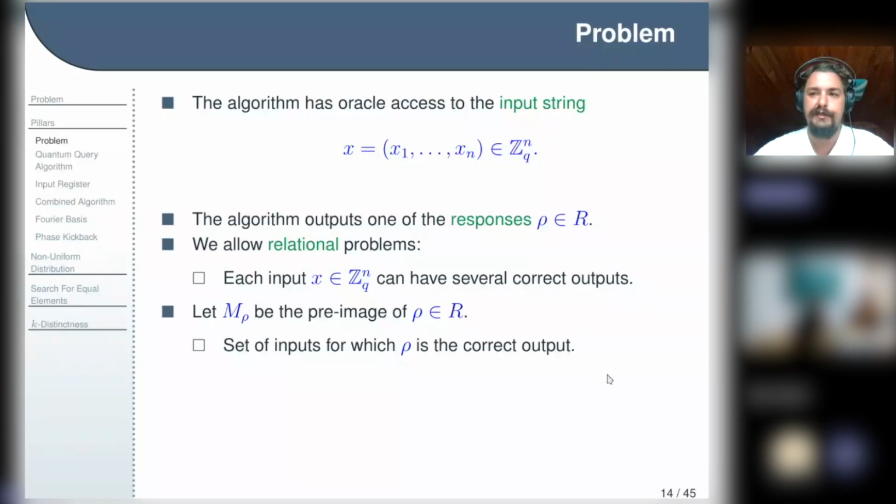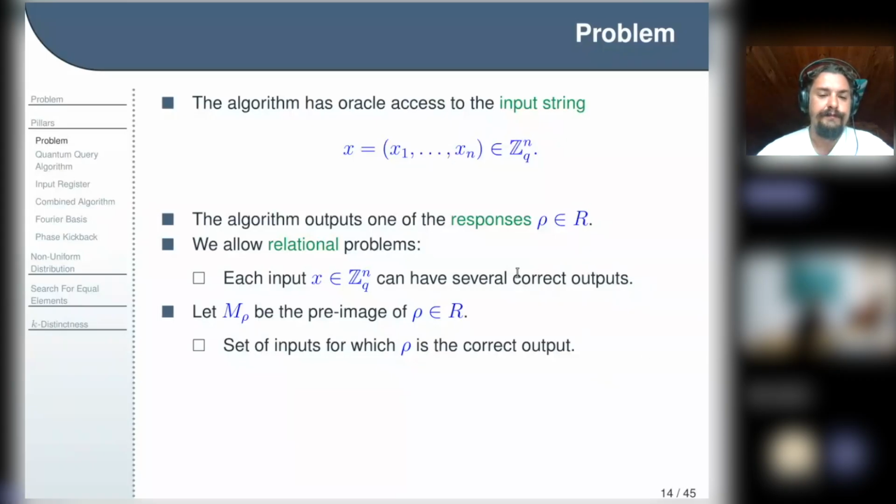So k-distinctness, as I said, was a search problem. There can be different positions where there are k equal elements that you're searching for. So this is a case of a relational problem, where each input can have several correct outputs, and they are all out of some set of responses, which I will denote by capital R.